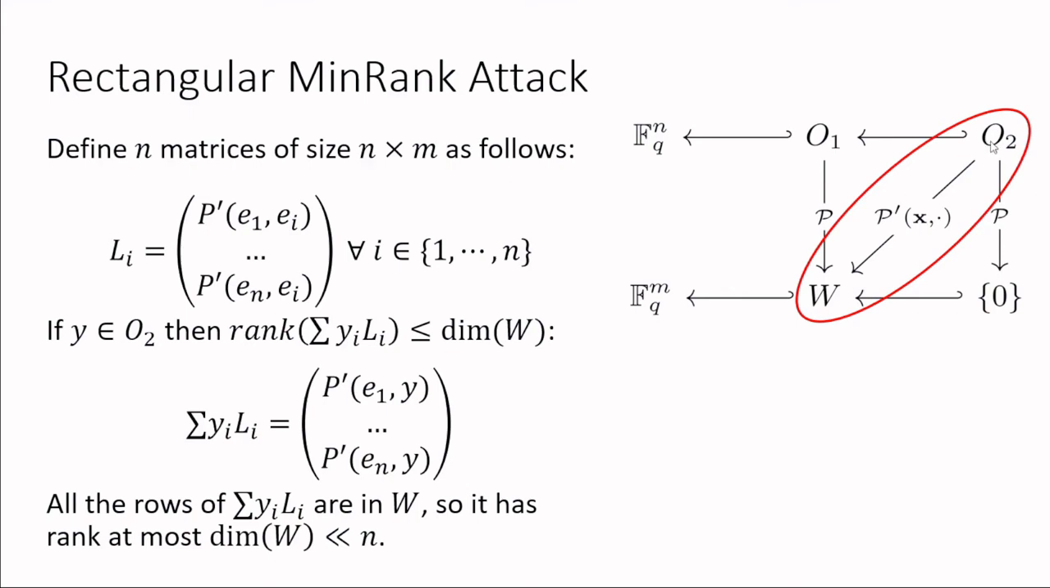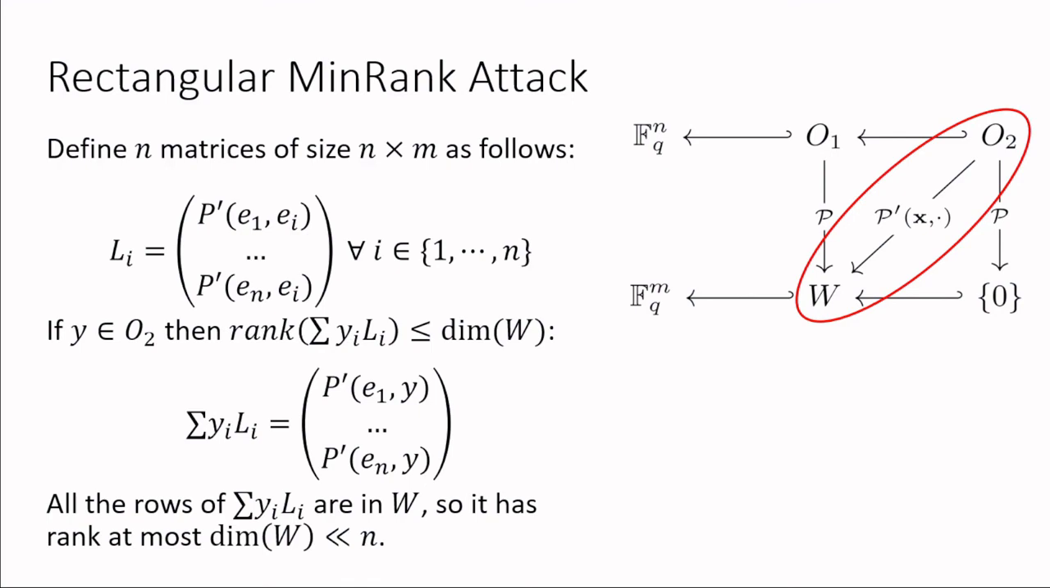And once you know O2, it automatically gives you W, and then you can find O1. So then everything is quite easy. You can just recover the entire secret key, and then you can forge signatures, of course.